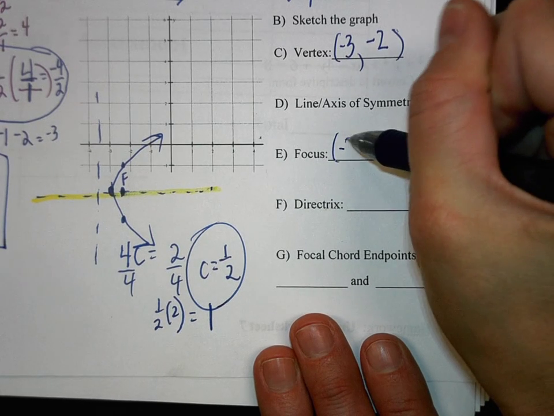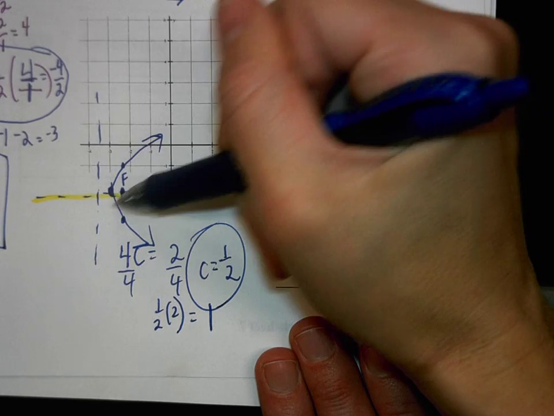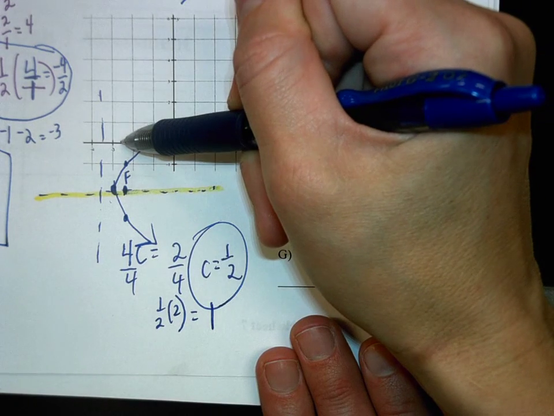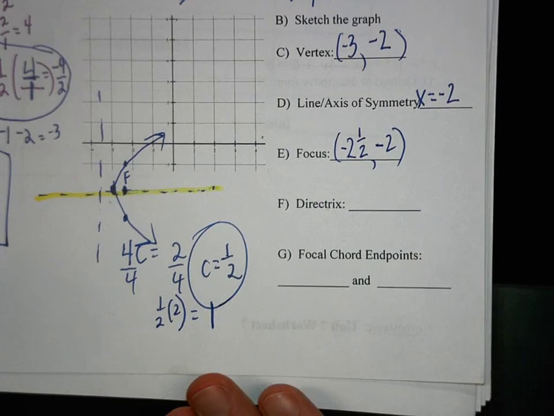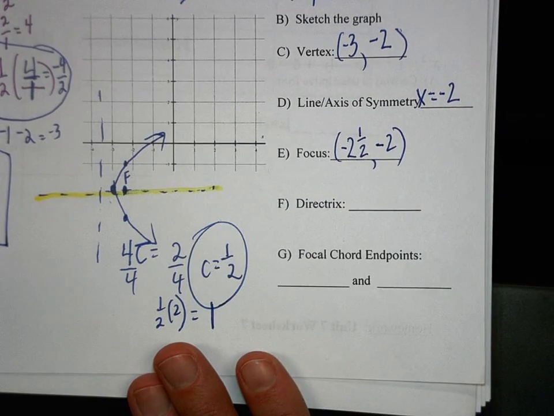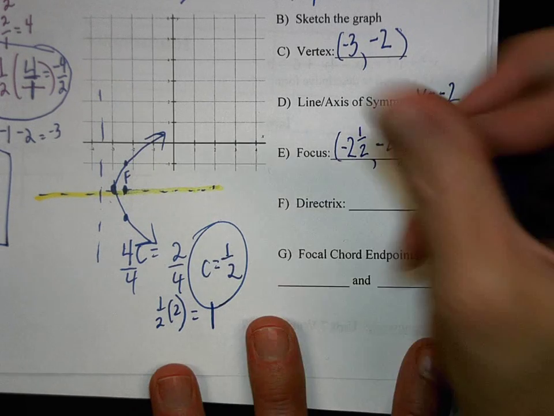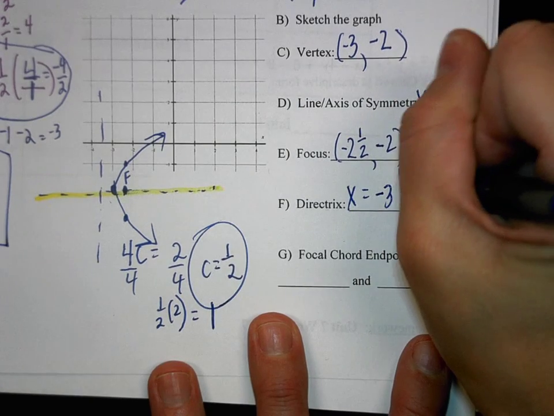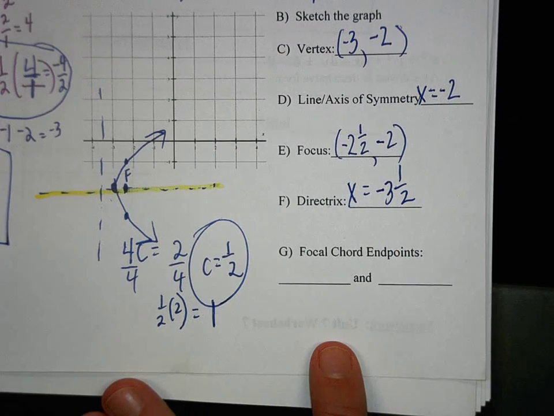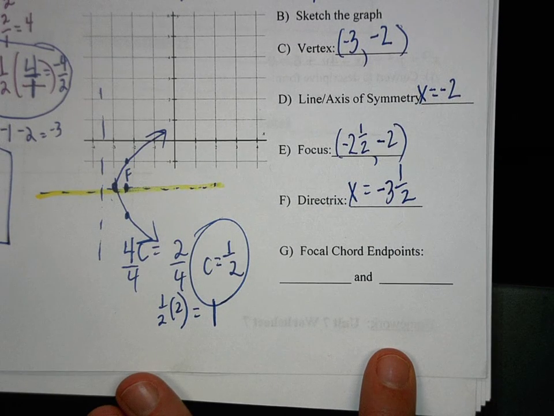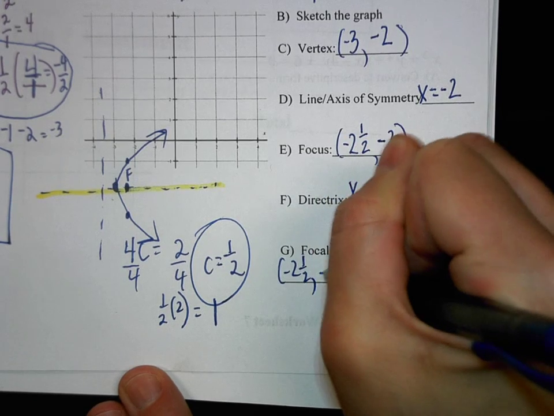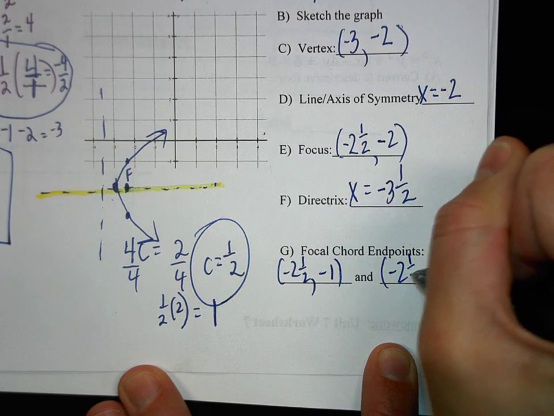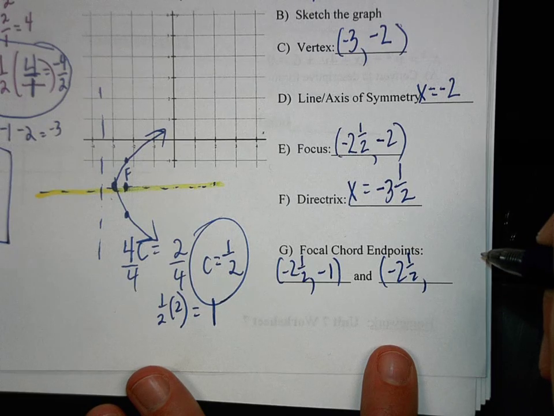Very good. -2.5. Okay, because remember that was 1/2. So -2.5, and then it goes down -2. The directrix is at what? X equals -3.5. What are my focal chord endpoints? Very good. -2.5, -1, and then -2.5, and the other one would be at what? -3.